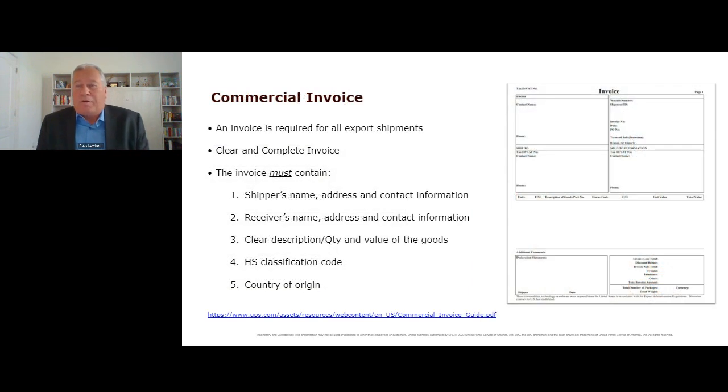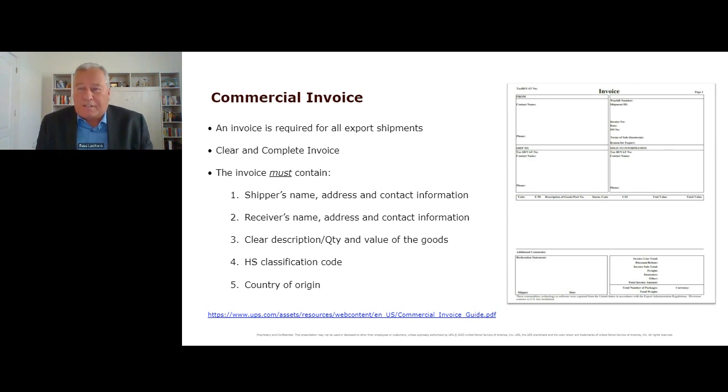Next up, your shipper, your seller, they're going to fill this document out, and it's the commercial invoice, right? Invoices are required for export shipments that are leaving other countries coming into the U.S. And it has to be in English, and there's a sample copy of the commercial invoice on the right-hand side of the screen. You can see that the invoice must contain the shipper's name, their address, the contact information, as well as the receiver, and a clear description, quantity, and value of the goods.